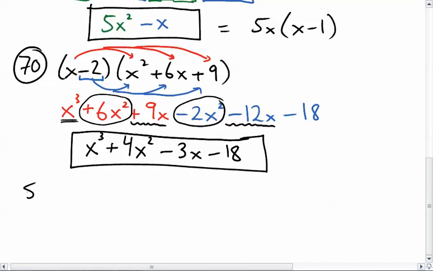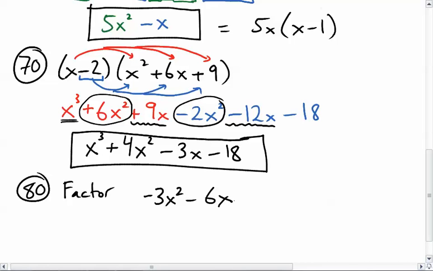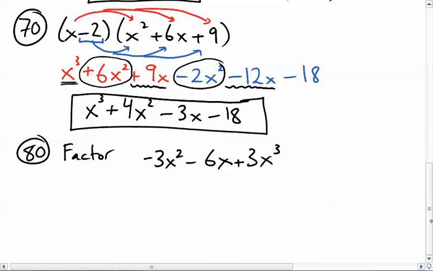Question 80. This time we want to factor. Factoring is exactly the opposite of expanding. So some strategies for factoring: you want to try to find a number that all 3 of these terms have in common. So we've got 1, 2, 3 different terms, and all of them can be divided by the number 3. So we're going to take the number 3 and take it out of the brackets.